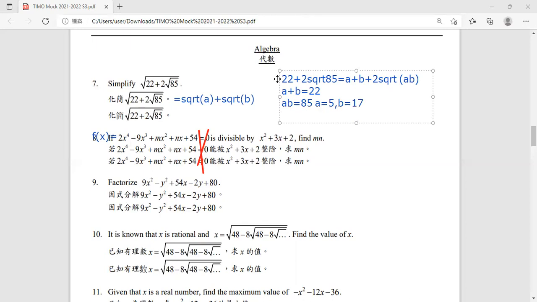So the answer here will be square root of 5 plus square root of 17. Of course, the two numbers can be swapped, or vice versa. So the answer will be this one.